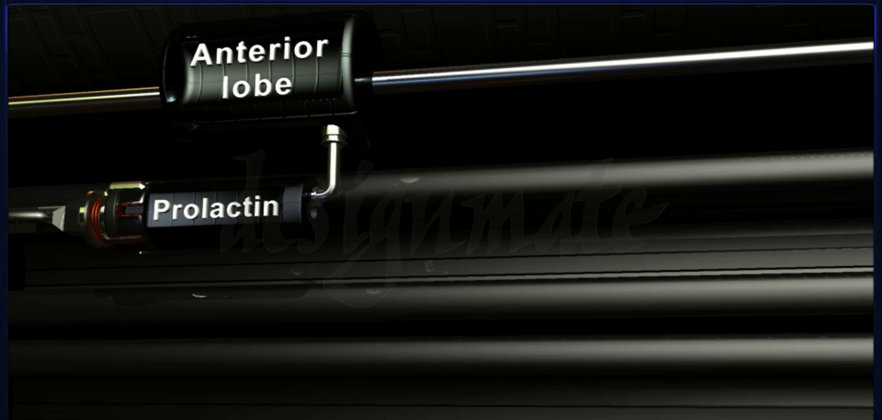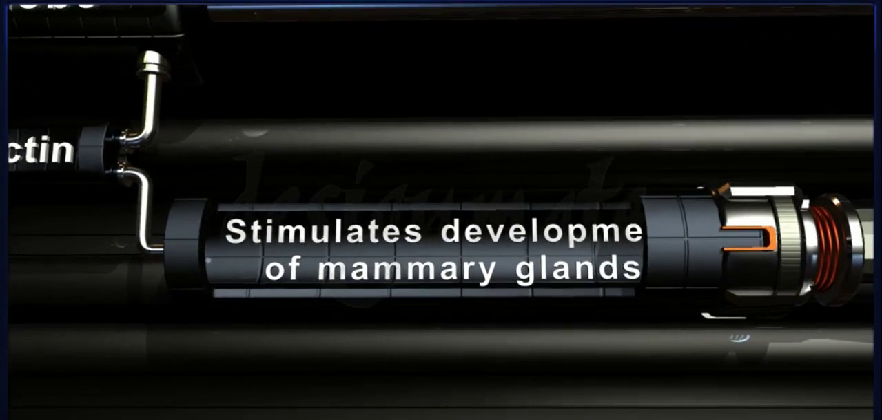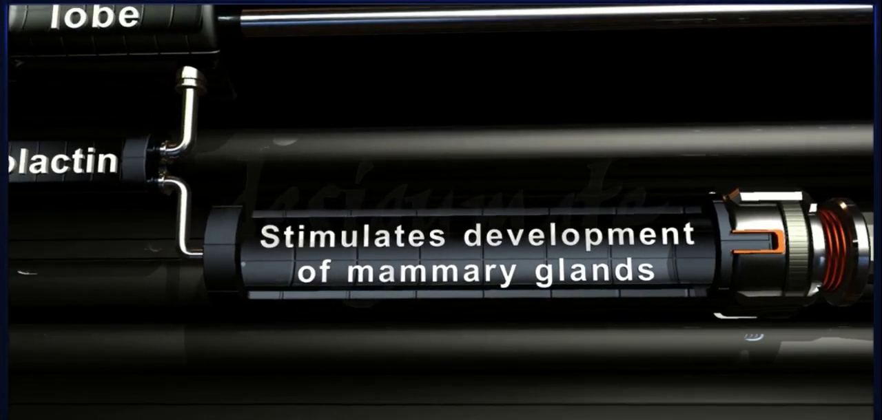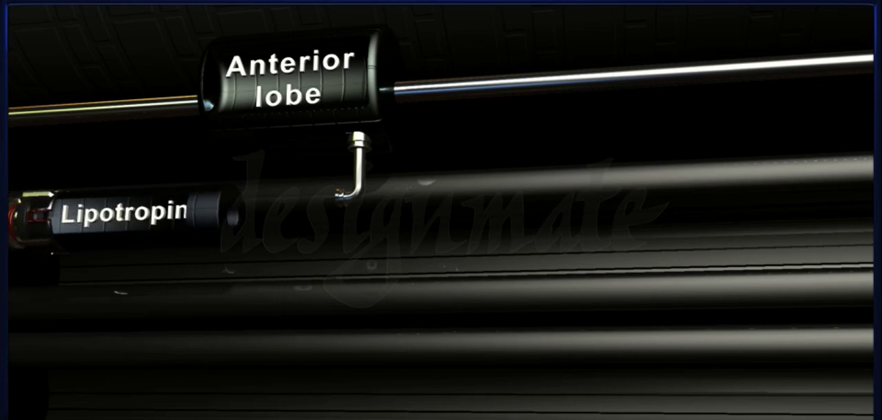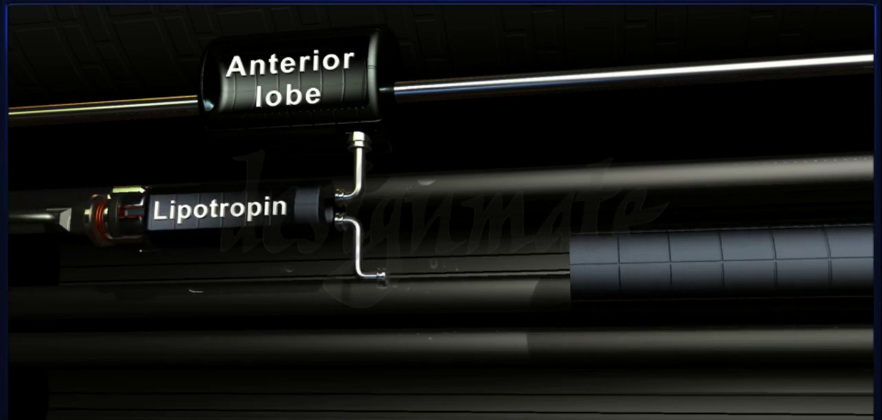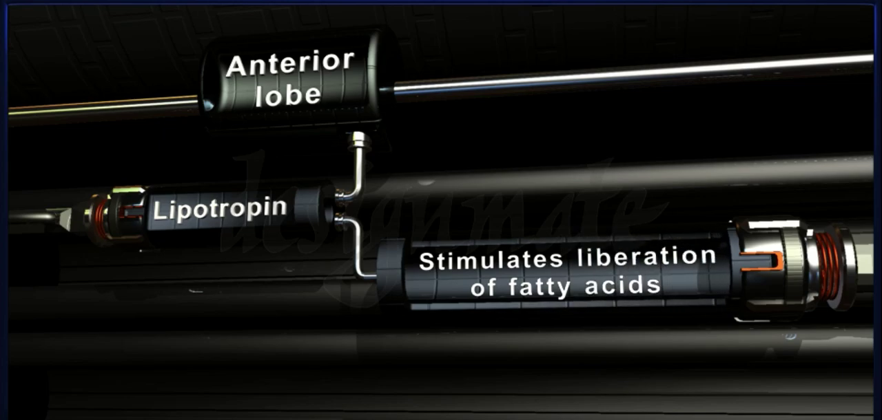Prolactin stimulates the development of mammary glands for lactation. Lipotropin hormones stimulate the stored body fats or adipose tissues to liberate fatty acids.